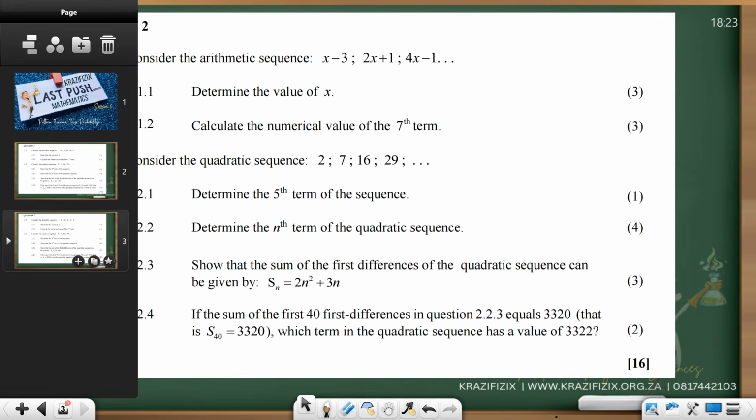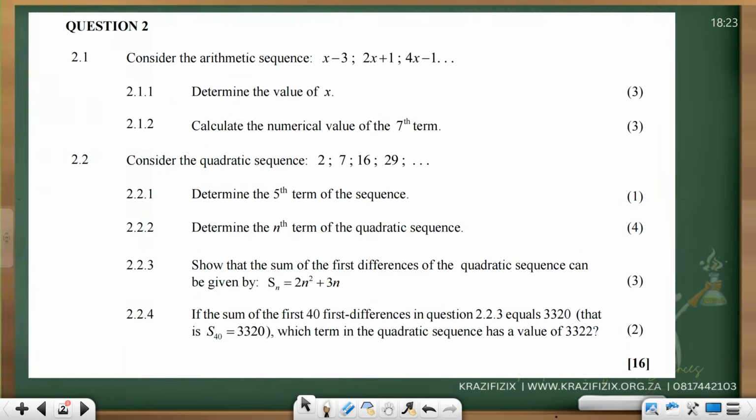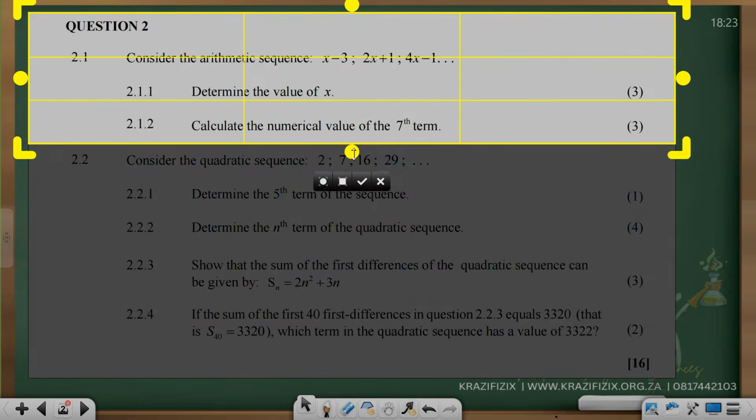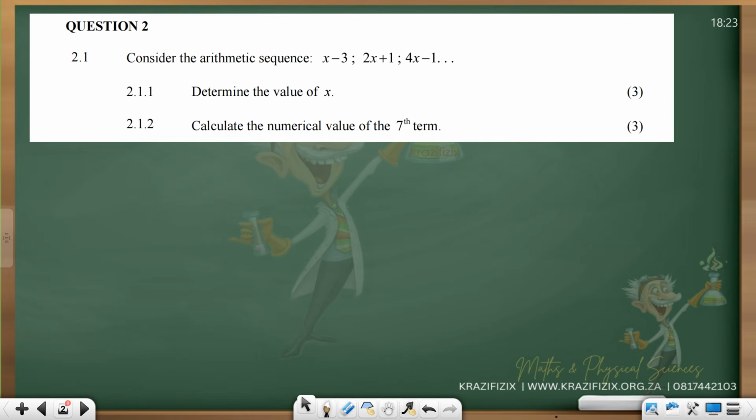The only reason I chose to do 2.1 is the algebra that is there, and the algebra is that people forget to put a bracket. That's all I'm looking at. When I see that, I know T2 minus T1 should be what? T3 minus what? T2. So I'm going to run. What is that? 2x plus 1 minus. This is where the error is.